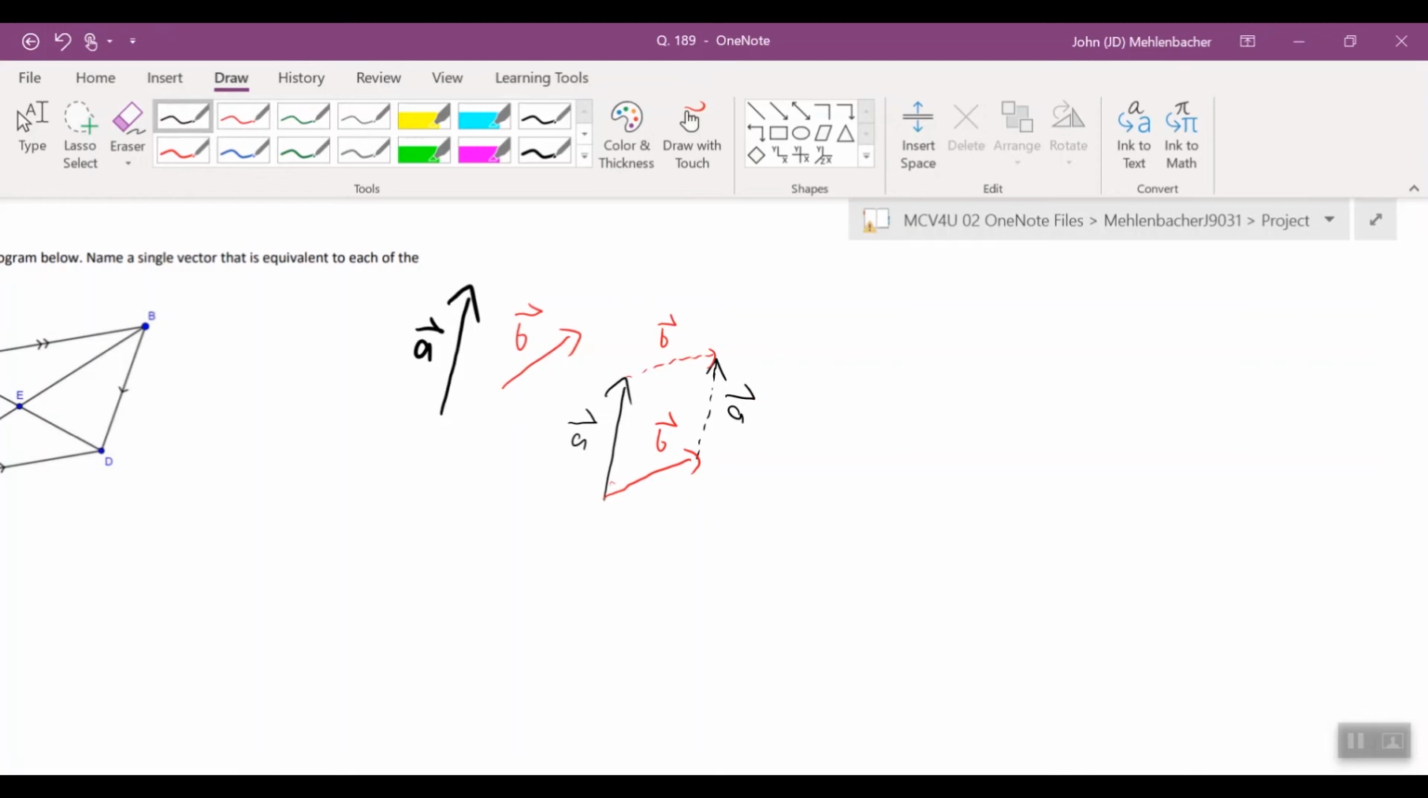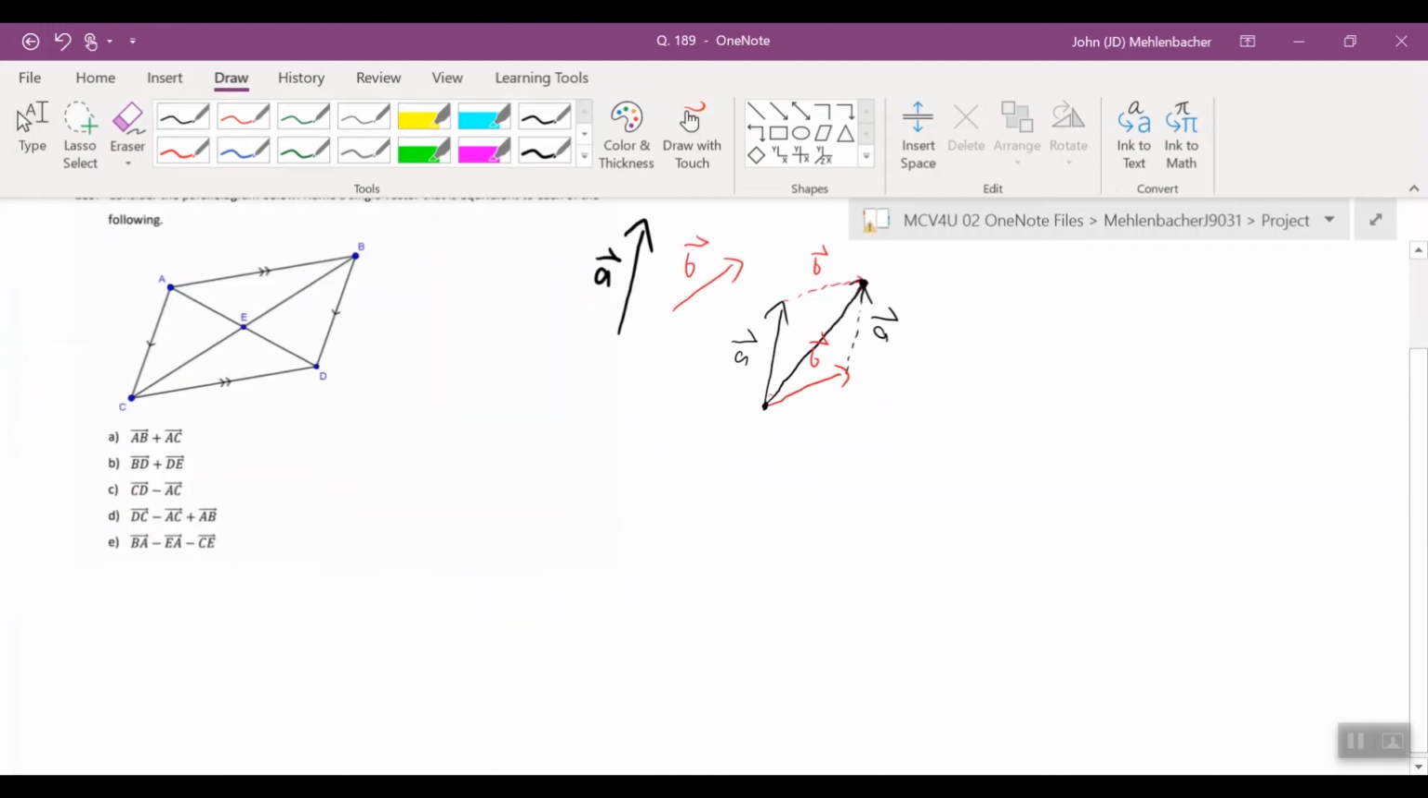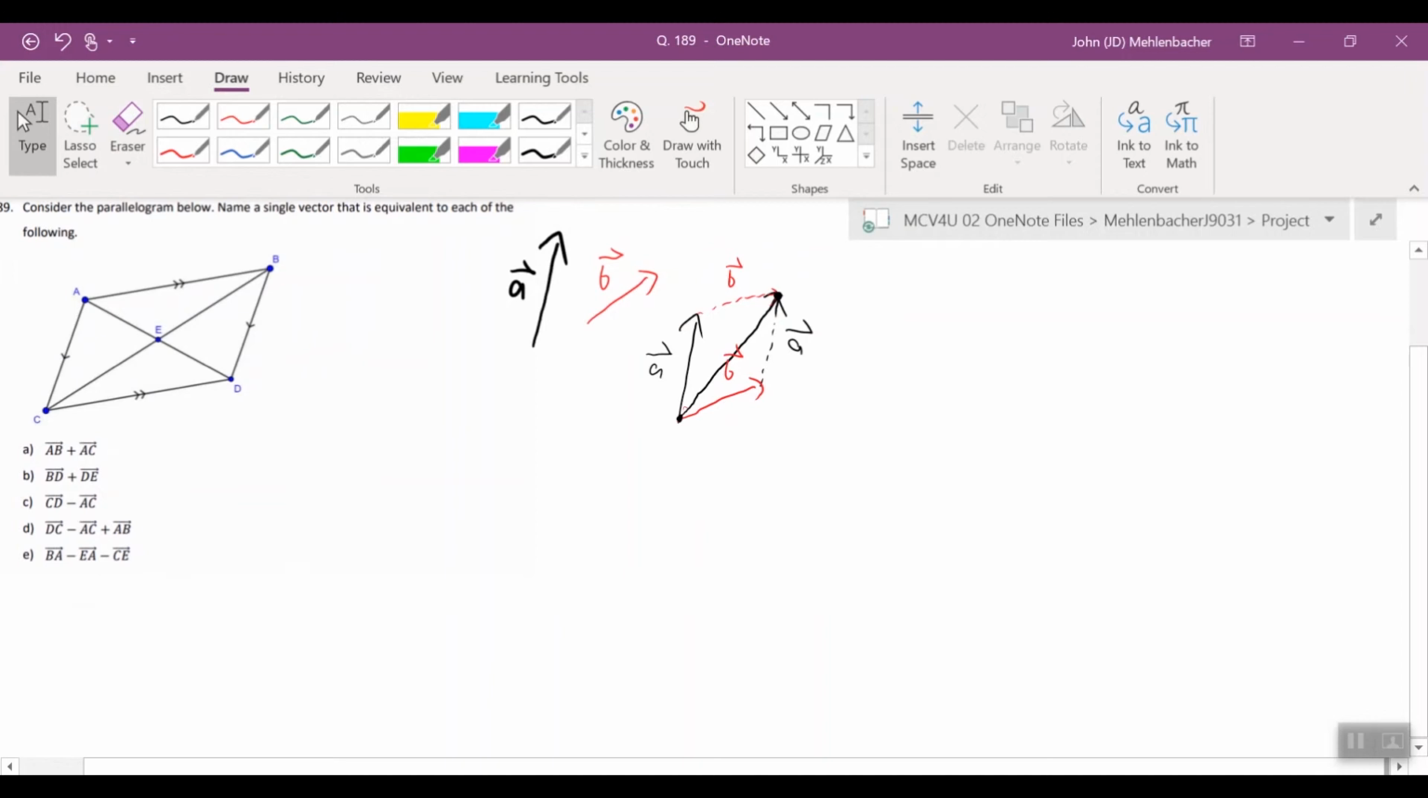And so to find what A plus B would be, you go from the original starting corner to the very opposite diagonal corner here. So the resultant would be that. And the other way to do it is head to tail.